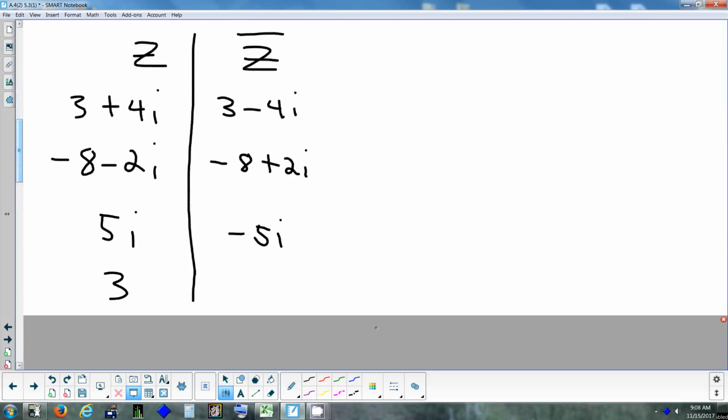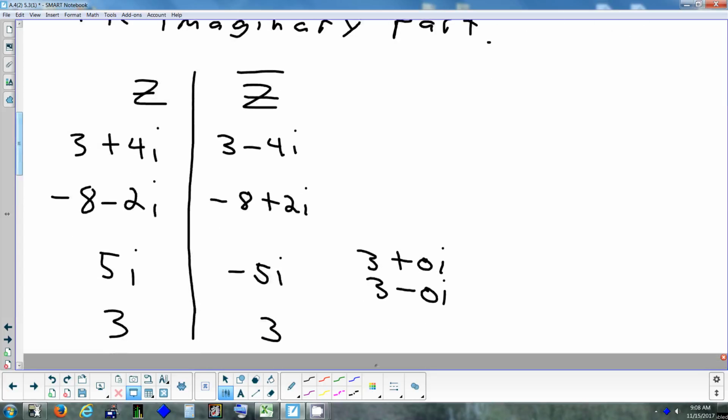And how about 3? Would it just be 3? It would be 3. Okay? And if you're like, well, wait, why does that stay the same? Think of 3 like this. It's 3 plus no imaginary part. Well, the conjugate is 3 minus no imaginary part. Okay? So it stays the same, 3. So any question on, if you're given a number, how you find the conjugate?